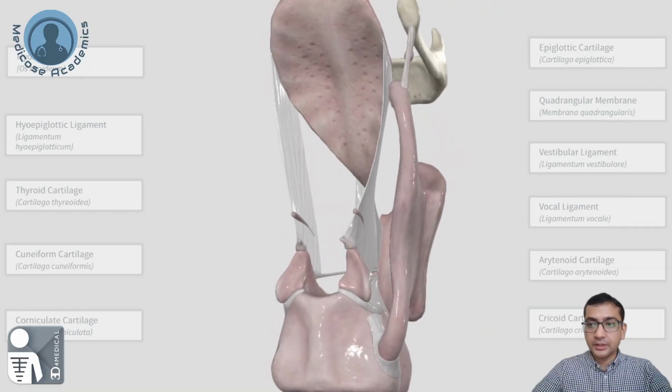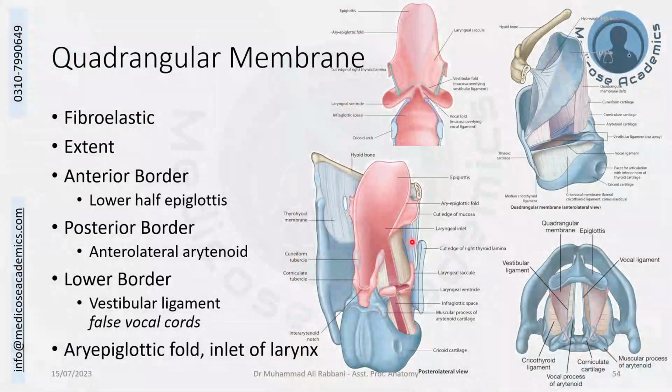And it is forming the lateral wall of the piriform fossa. It is making the lateral wall of the piriform fossa, as can be seen right here. So this part is between the quadrangular membrane and the thyroid membrane above, and the quadrangular membrane and the thyroid cartilage below. This is the piriform fossa.